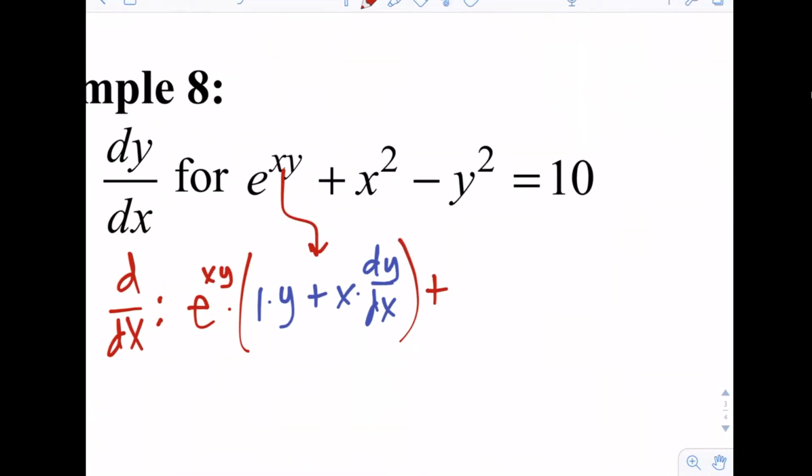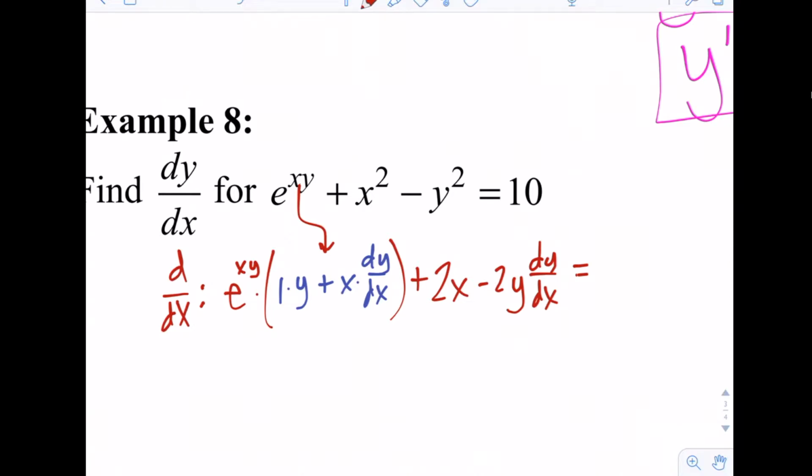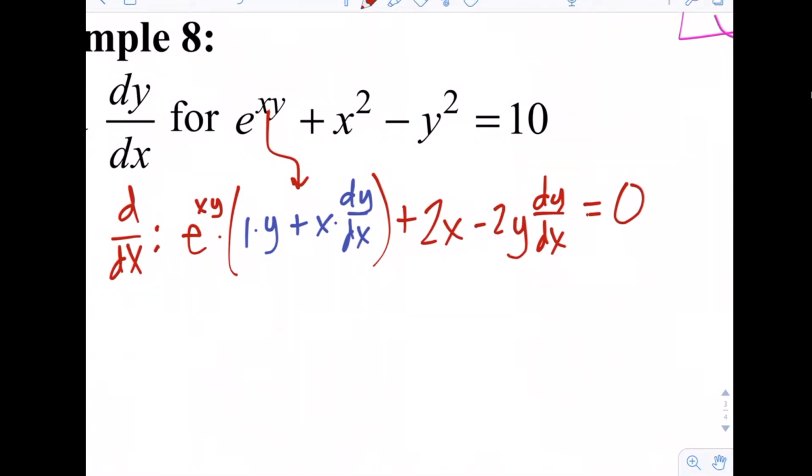And then plus the derivative of x squared is 2x times dx dx, which we don't need, minus y squared would be minus 2y to the first times dy dx, which we do need. And, of course, the derivative of 10 is what? 0. Now all we have to do is solve for dy dx. We got this guy over here that's already kind of expanded. He's liberated, but this guy in here is trapped.